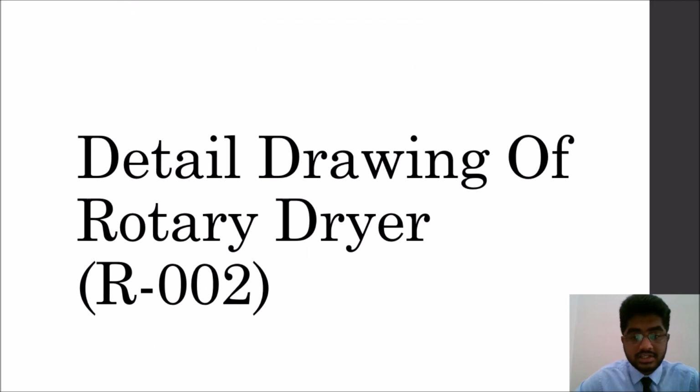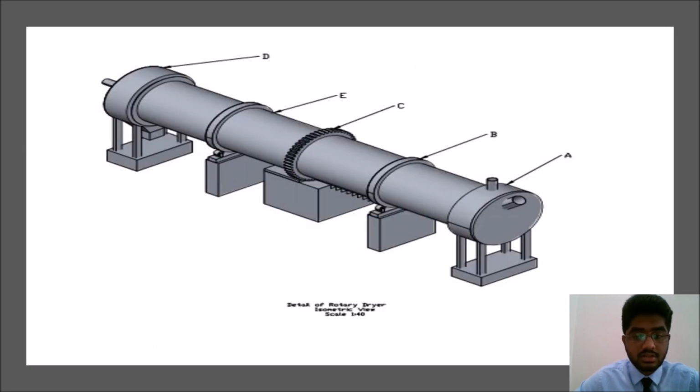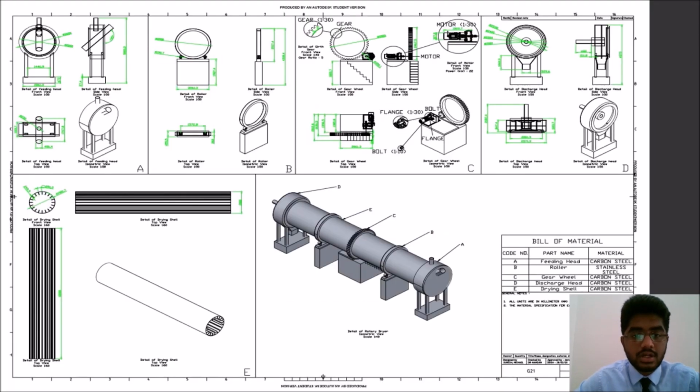I will explain about the detailed drawing of our rotary dryer. This will be our rotary dryer. Our rotary dryer has the capacity to evaporate 233 kg of water from 333 kg of wet cake in 1 hour of operation. This will be our detailed drawing, which is being done using AutoCAD.